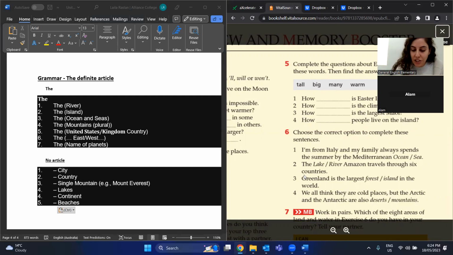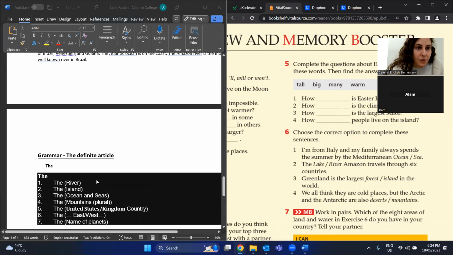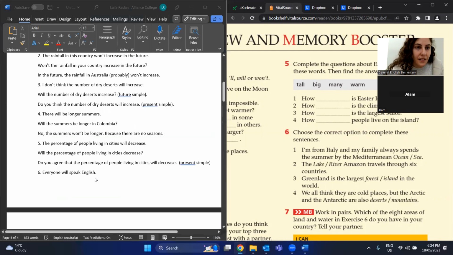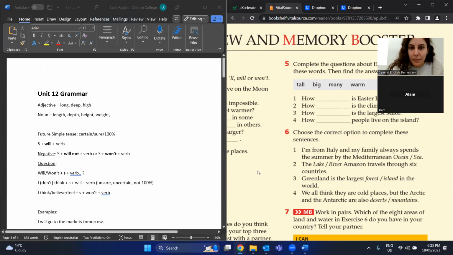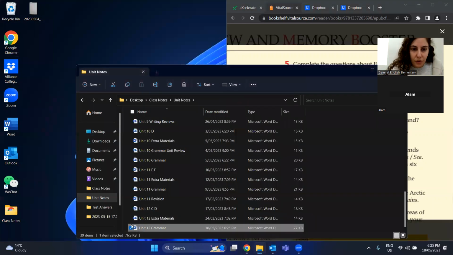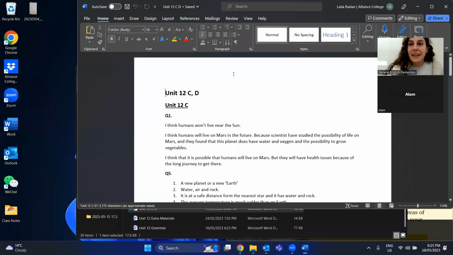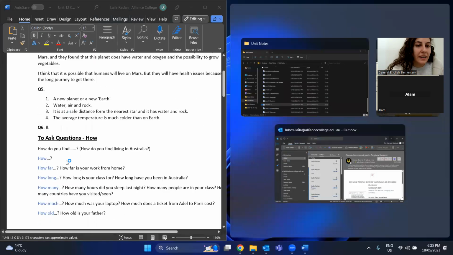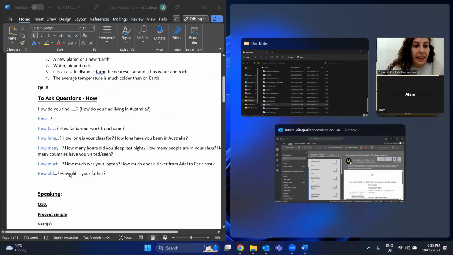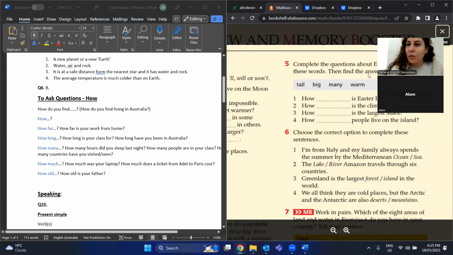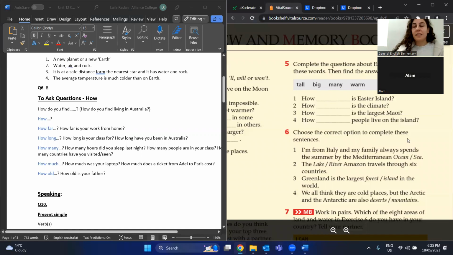So complete the questions about Easter Island with these words. So we looked at saying how. Where's our rules? I think that was in C. Let me open up our notes for C. Do you remember when we started talking about how earlier in the week? How far, how long, how many, how much, how old? So if I say the first one, how big? Because I want to know the size. How big is this island? How big?